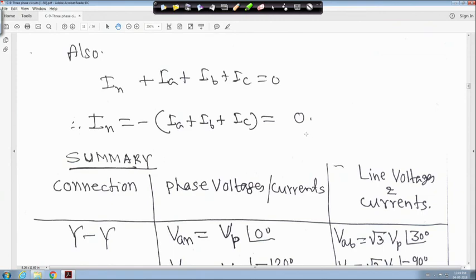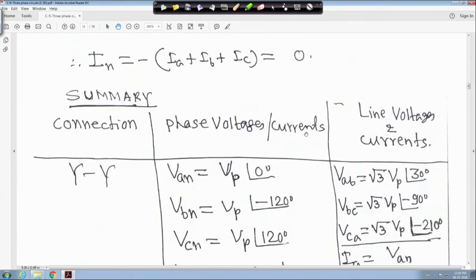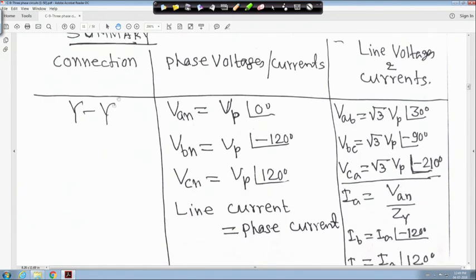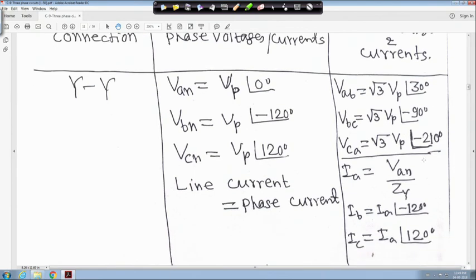So this is the simple philosophy for a three-phase circuit. This is the summary. This is the star connection. The phase voltage and current are given. So this is the relationship we have made for star: line current is equal to phase current. Line voltages VAB, VBC are given. And IA, IB, IC are all given, and VAN, VBN, VCN as well. And for star, line current is equal to phase current, right?